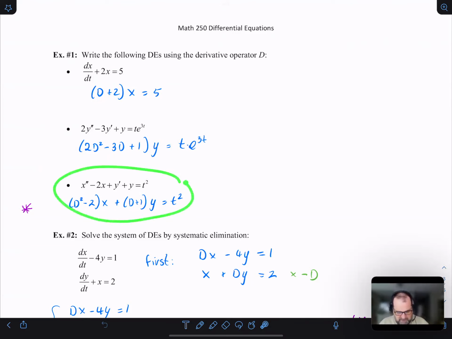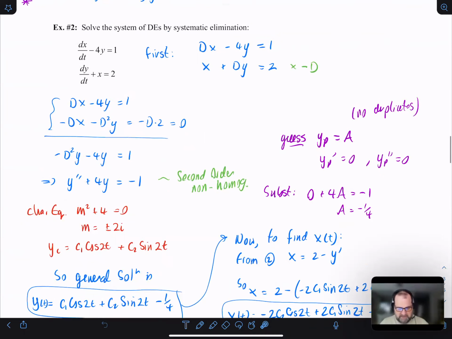So give one of these a go in MyOpenMath. All right, then let's see actually solving a system of DEs by systematic elimination. This first one is a fairly easy one, easy in rabbit ears, because these can be quite involved. So even the easy ones take a bit of work. But if you're into that kind of thing, they're kind of fun.